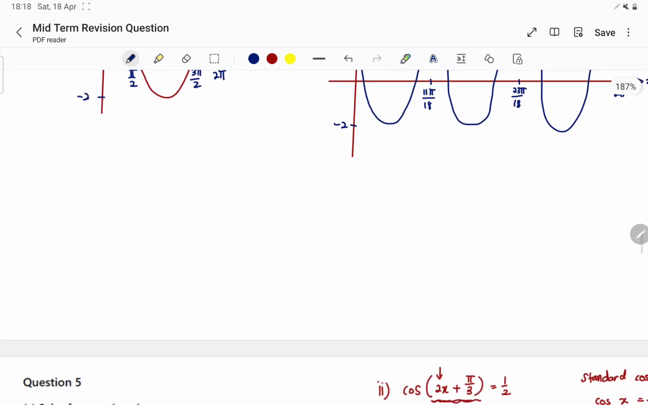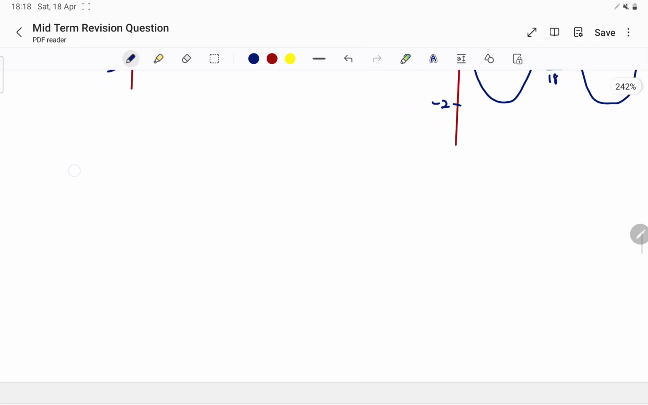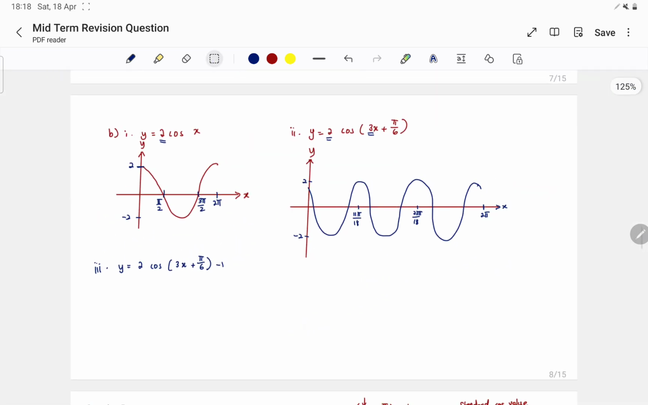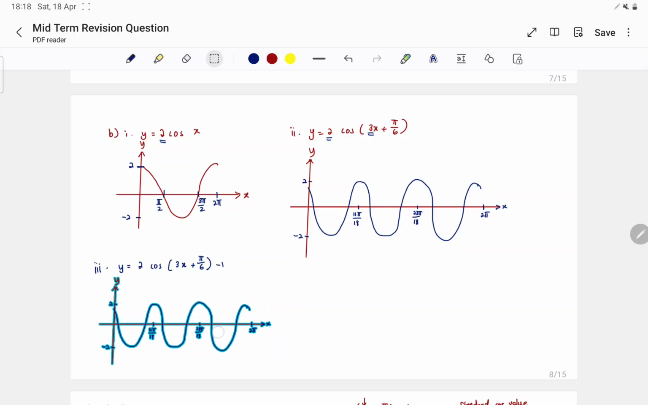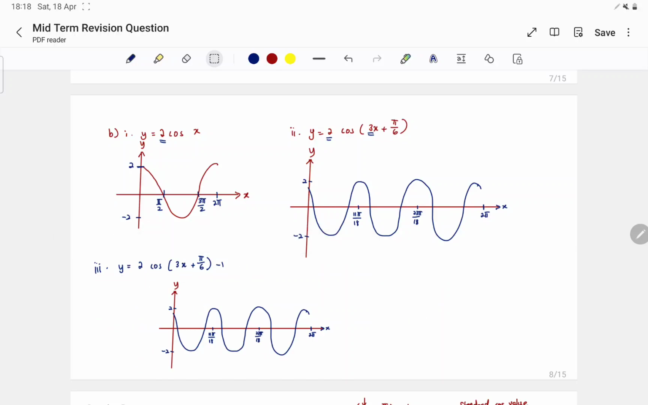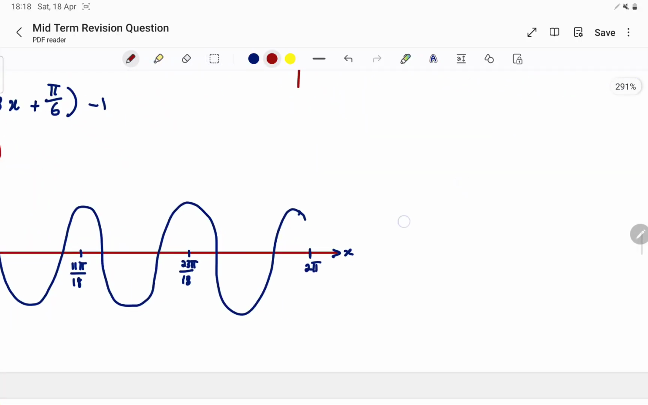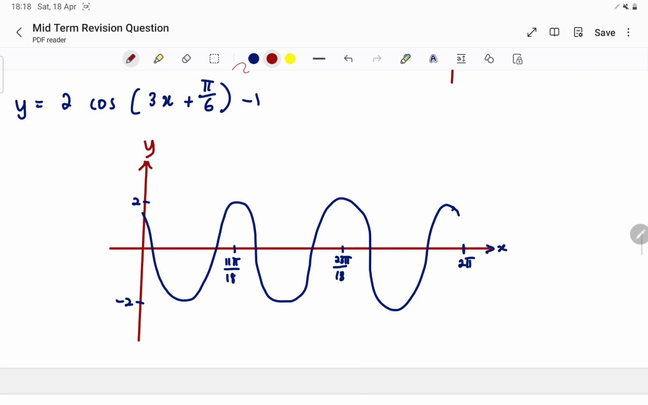Now for question 3, also almost similar. In question 3, they want y equal to 2 cos of 3x plus pi over 6, minus 1. The graph is similar to this, but then you just have to move downward 1 unit. So when you have to move downward 1 unit, this one easy. What you have to do is downward 1 unit, right?